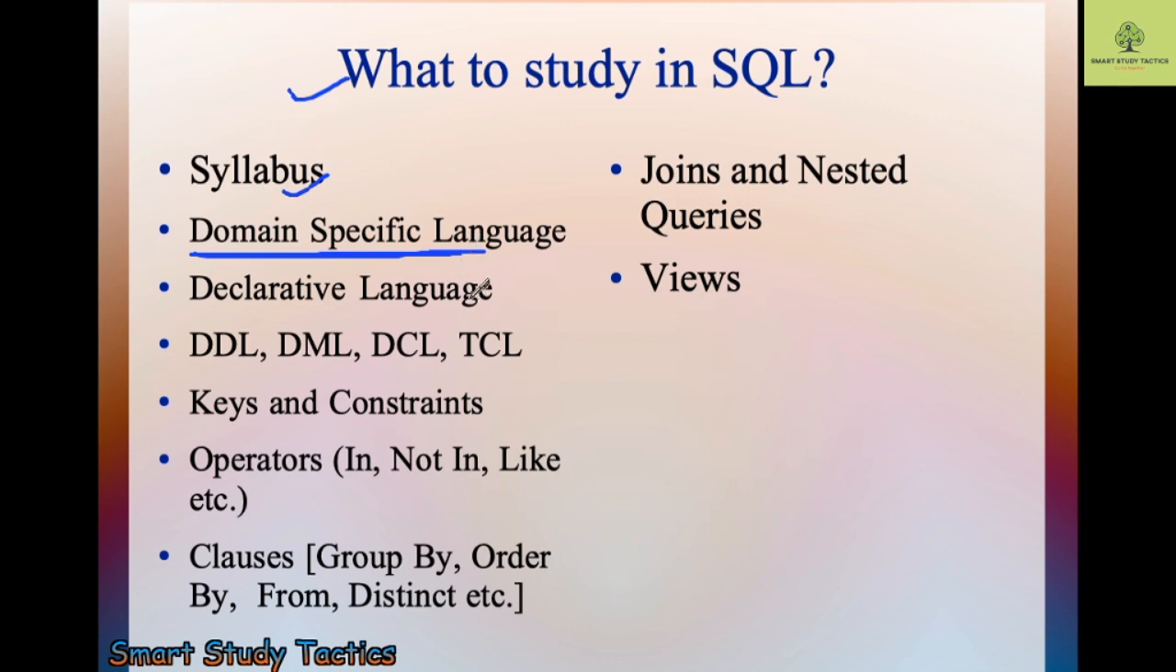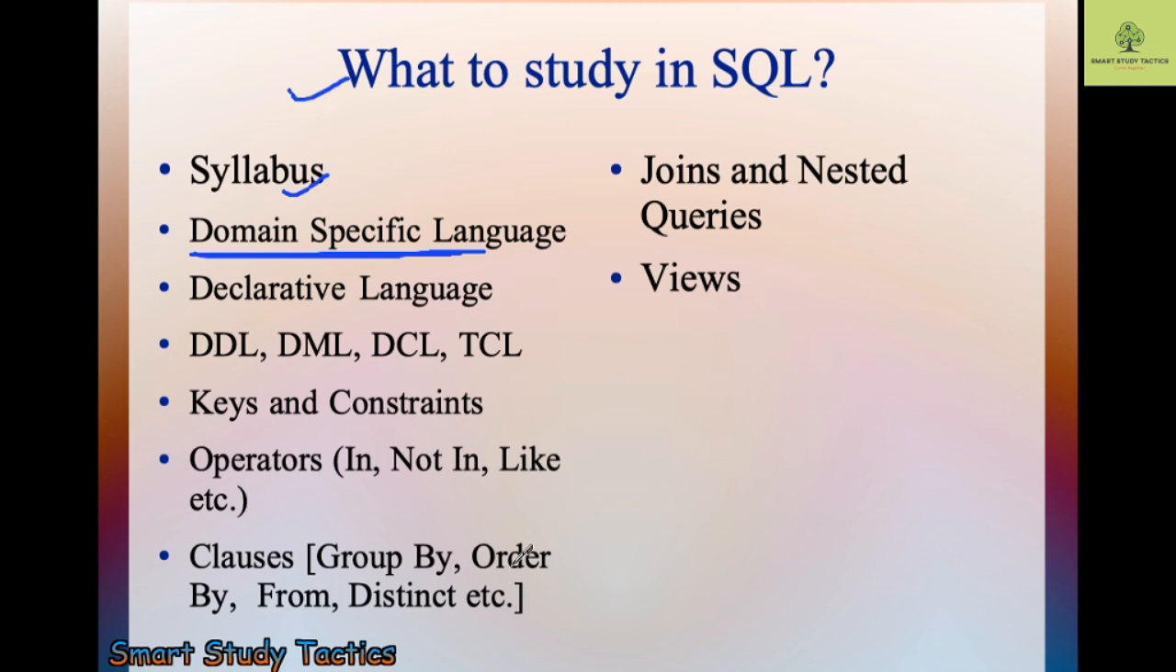We have the general purpose language and the domain specific language. What is a general purpose language? General purpose means it can work on all platforms, in all sectors, like C, Python, C++. These are the languages which we can say are general purpose languages.